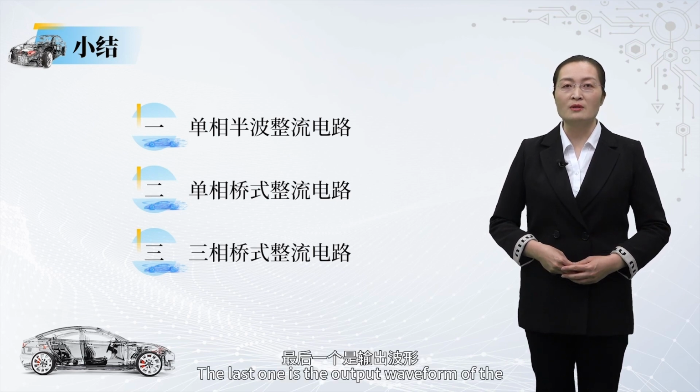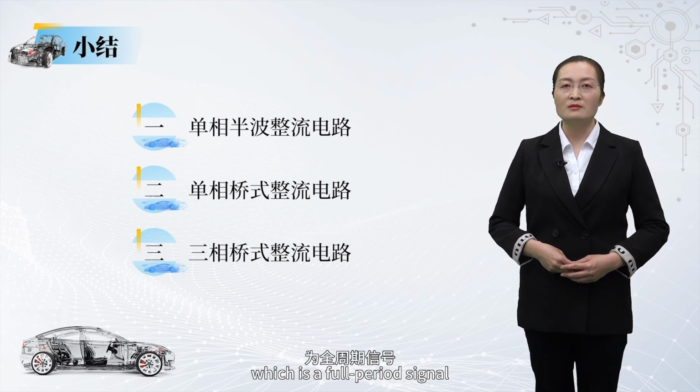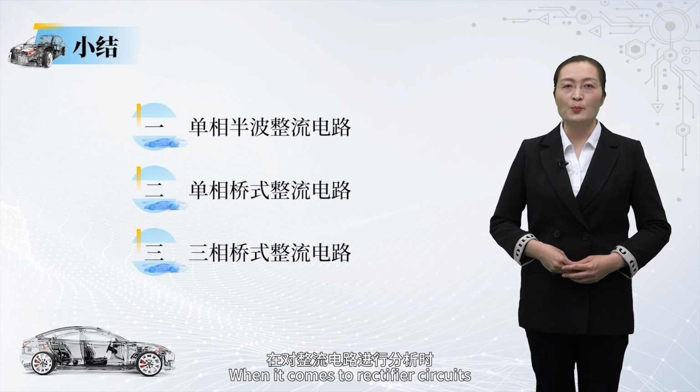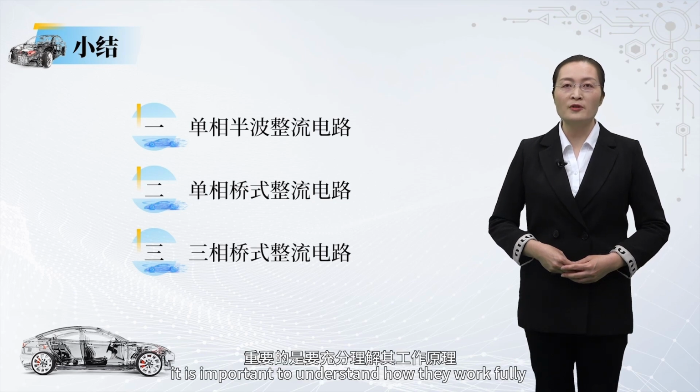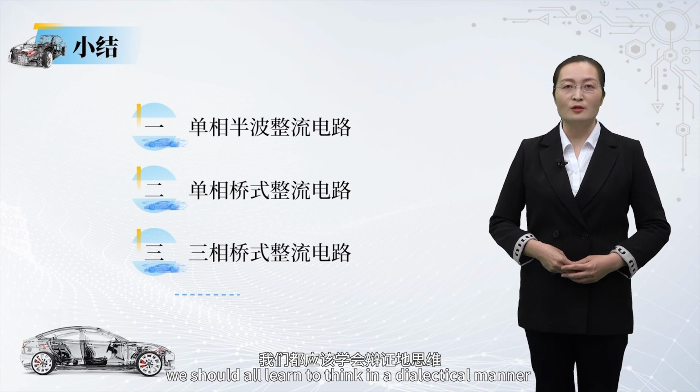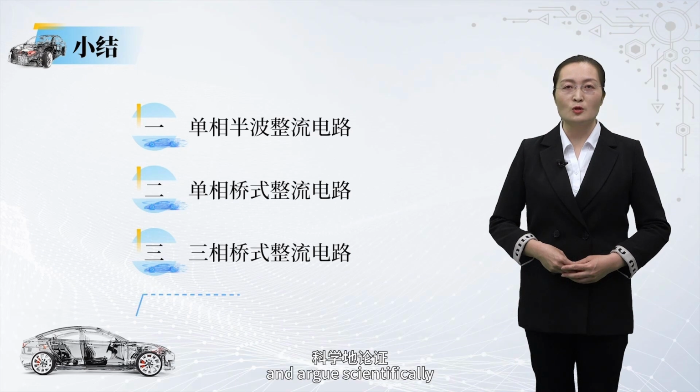The last one is the output waveform of the three-phase bridge rectifier circuit, which is a full period signal. Its voltage waveform is smoother and has less pulsation. When it comes to rectifier circuits, it is important to understand how they work fully in conjunction with the waveform diagrams. At the same time, we should all learn to think in a dialectical manner and argue scientifically.